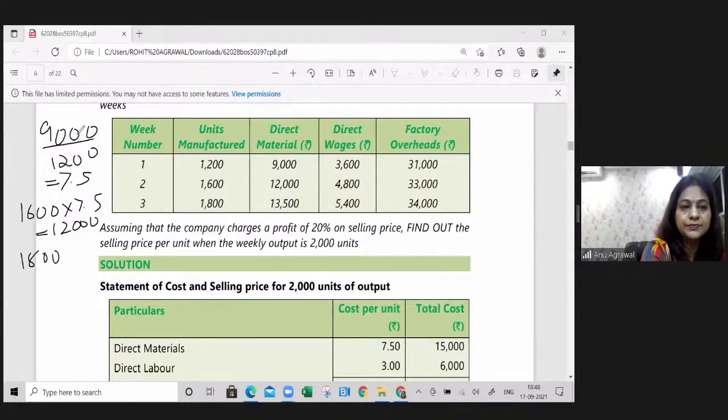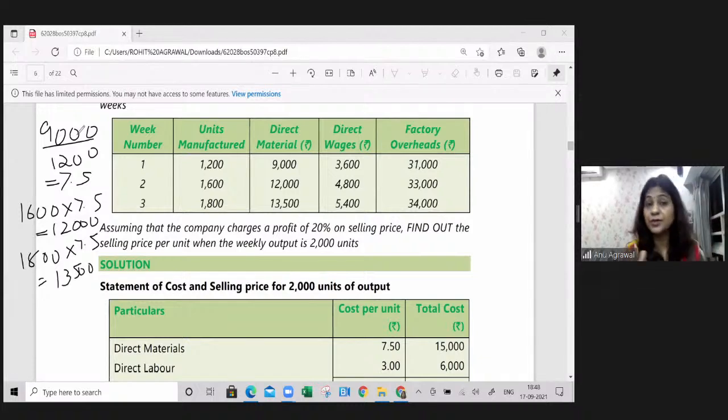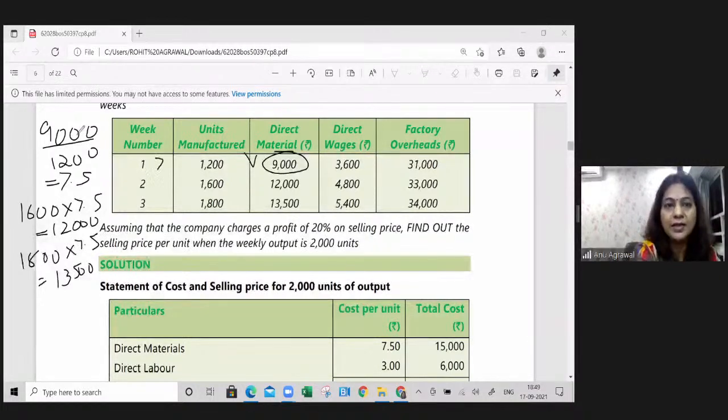1,800 units into 7.5 should come out to be 13,500. So your first work is to identify which expenditure is variable and which expenditure is not variable. We checked that material is variable, yes or no? And what is the rate per unit? It is 7.5.